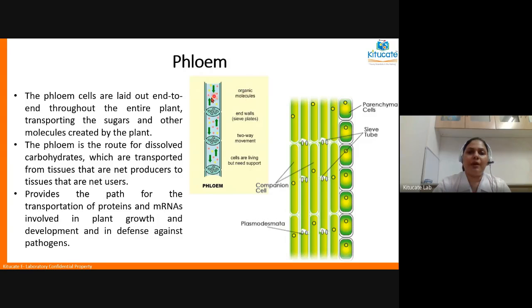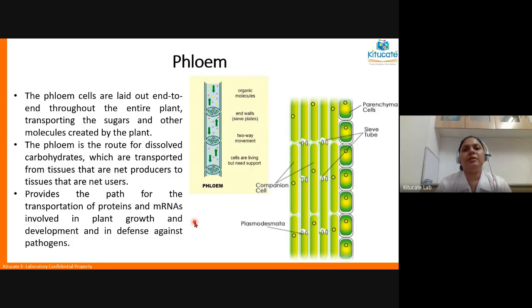Now apart from carrying the sugars, these phloem cells also carry proteins and mRNAs. RNA is a genetic material which tells the DNA that it needs to synthesize some protein. So mRNA is messenger RNA. Apart from the sugars, proteins and RNA, everything is being transported through the phloem bundles.